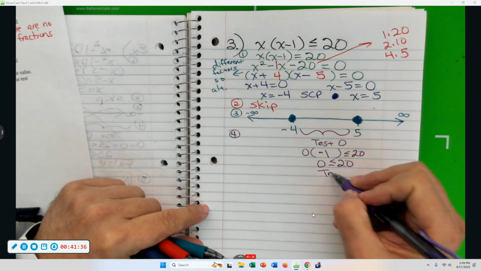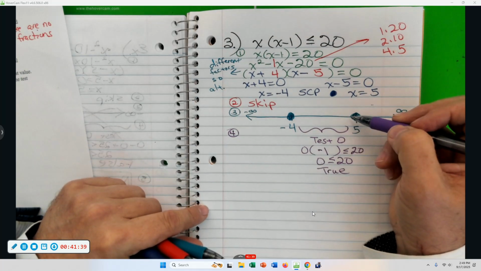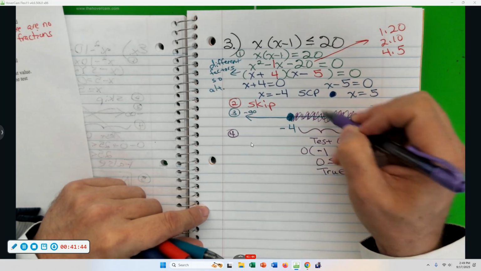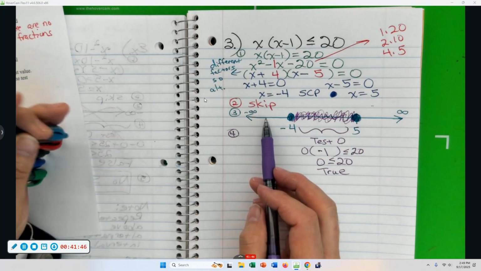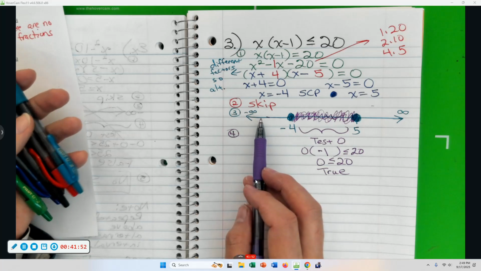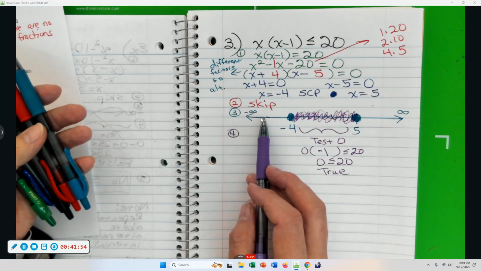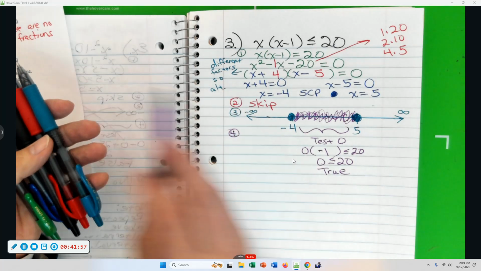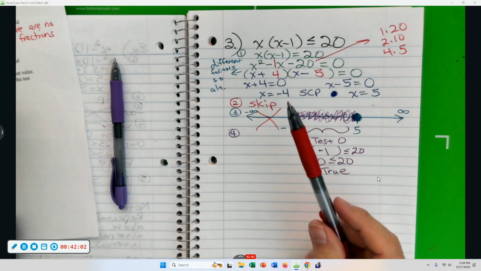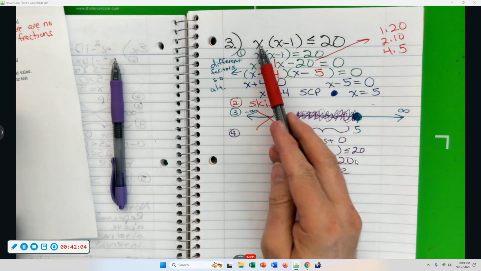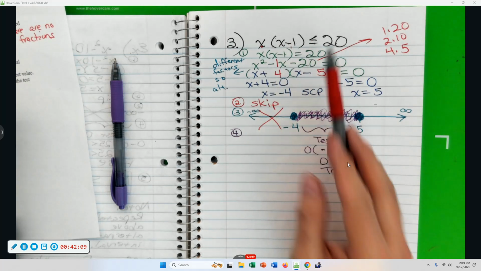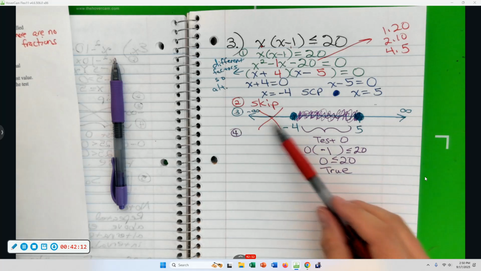True. So shade or cross out? Shade. Come over here. Suppose I tested -5 or -10. Do I expect a shaded or cross out here on the left side? We know it's going to alternate, so we're going to cross this one out. If you don't believe me, you go home and you plug in -5. You get -5 times -6. That's a +30 is less than 20. Certainly not. You can check every one of these.